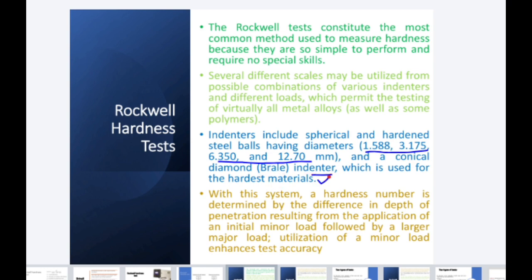If the material is too hard, we use the diamond cone indenter. If the material is not that hard, we can use the ball or spherical indenter. With this system, a hardness number is determined by the difference in the depth of penetration. As I told you before, we measure the depth of the indentation, how much the indenter penetrates the material, and from there we find the hardness number. Right?